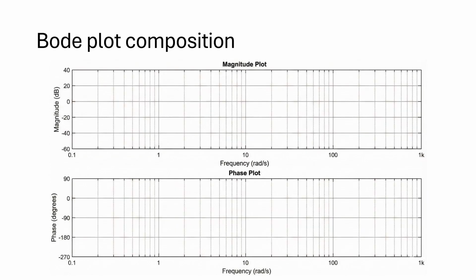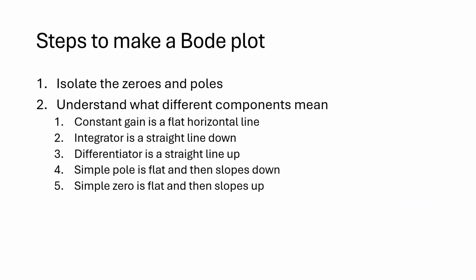So here's what the Bode plot looks like, just as I mentioned on the previous slide. This is what we'll be putting our transfer function onto. If we have a transfer function, what we want to do is isolate the zeros and the poles. And we also want to make sure that we understand, in our isolated zero and pole transfer function, what the different components mean and what they look like on a Bode plot.